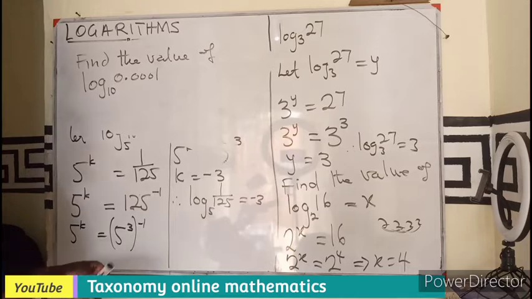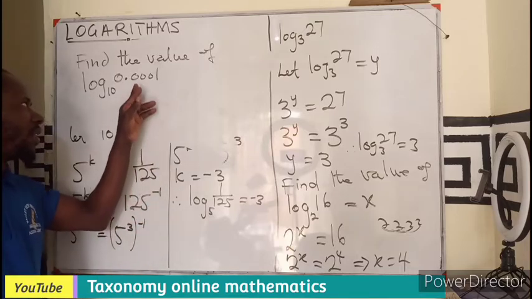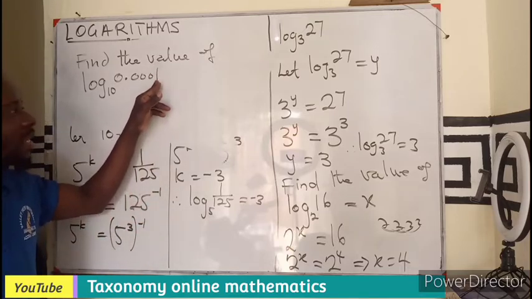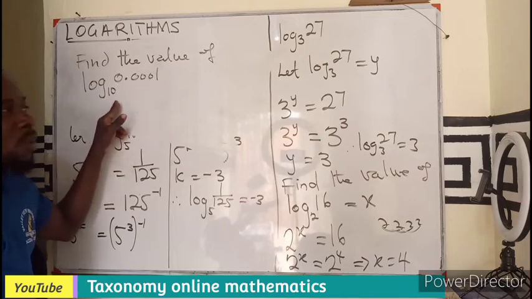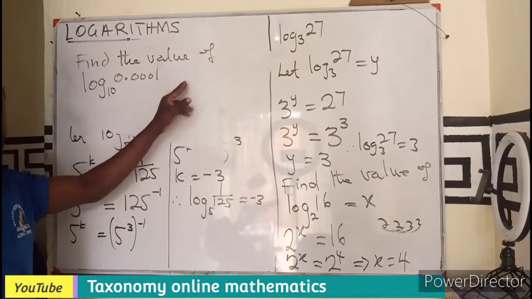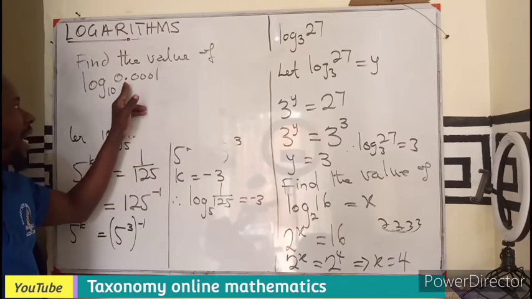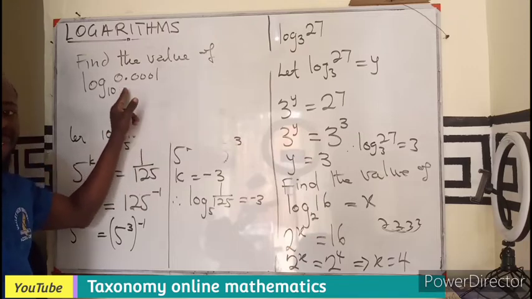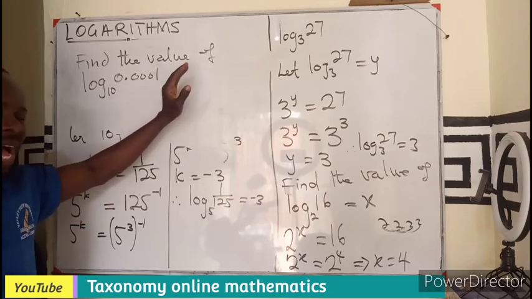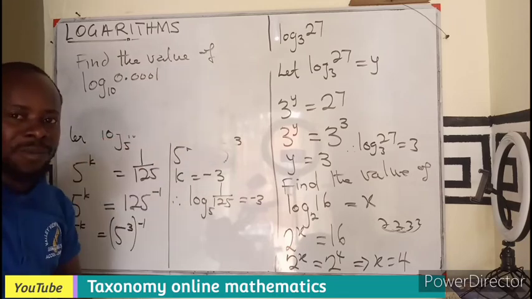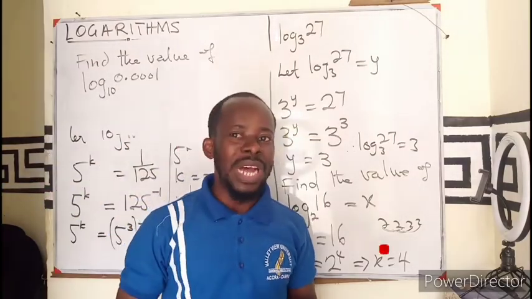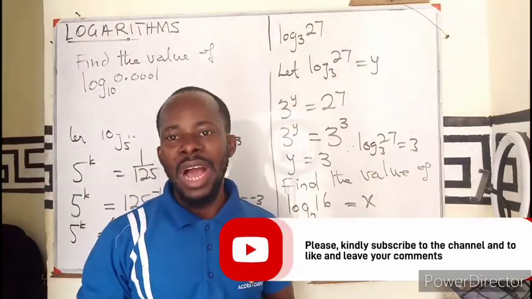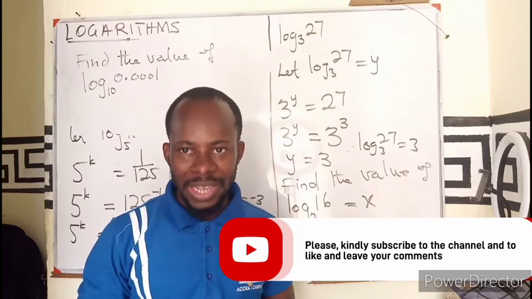So here we have to find the value of log 0.0001 to the base 10. We want to find out what this would equal. Don't forget that this is also a number between 0 and 1. Therefore, our answer is expected to be negative. But I'll leave it here. Try and see if you can get the answer to that. Then you can share your answer with me in the comment section.